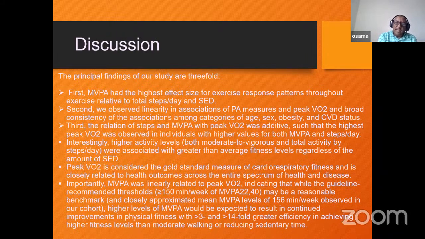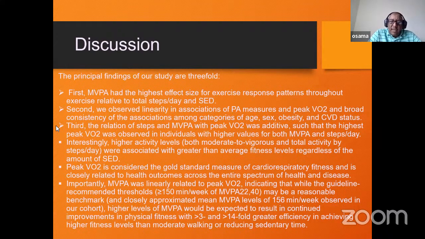Interestingly, higher activity levels, both moderate to vigorous and total activity by steps a day, were associated with greater than average fitness level, regardless of the amount of sedentary time. Peak oxygen uptake is considered the gold standard measure of cardiorespiratory fitness and is closely related to health outcomes across the entire spectrum of health and disease.